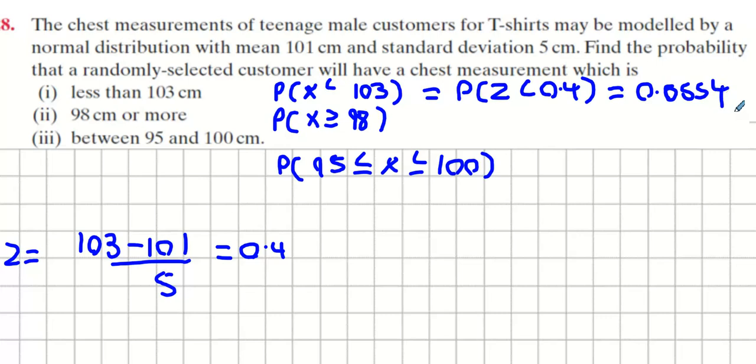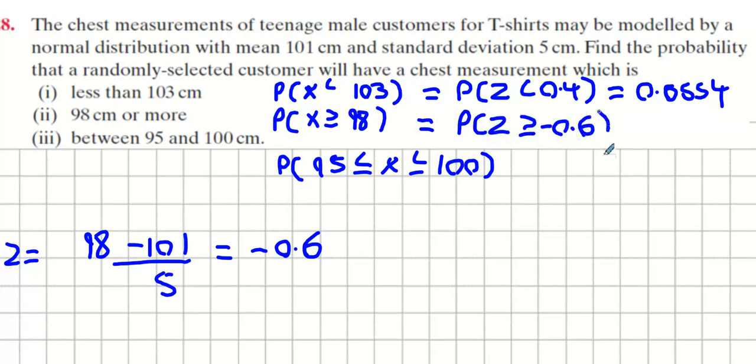Is that all right? Now the next one, which is a bit trickier, requires a Z score of 98. So 98, take 101 divided by 5. Who got minus 0.6? Anybody else got minus 0.6? That's just me. All right, great. Now, it changes into the probability of Z being bigger than minus 0.6. Is that all right?